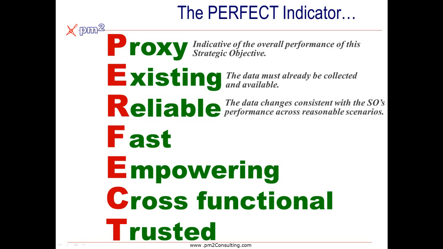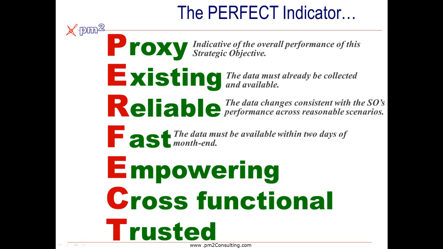The indicator also has to be reliable. As the indicator changes, so should the underlying process. In my example of absenteeism, if employees are unhappy but absenteeism remains the same, then absenteeism is no longer a reliable indicator for that strategic objective.